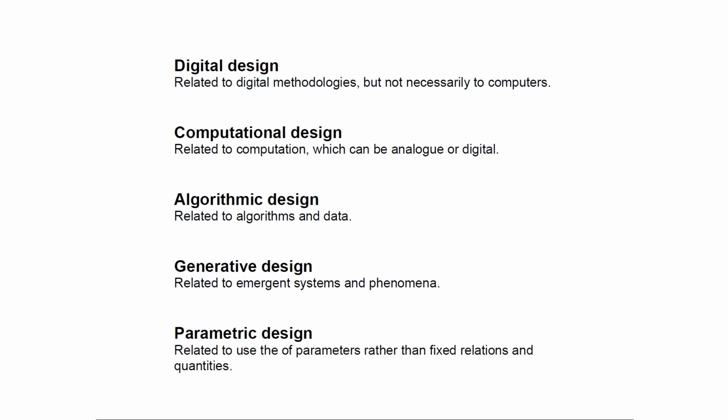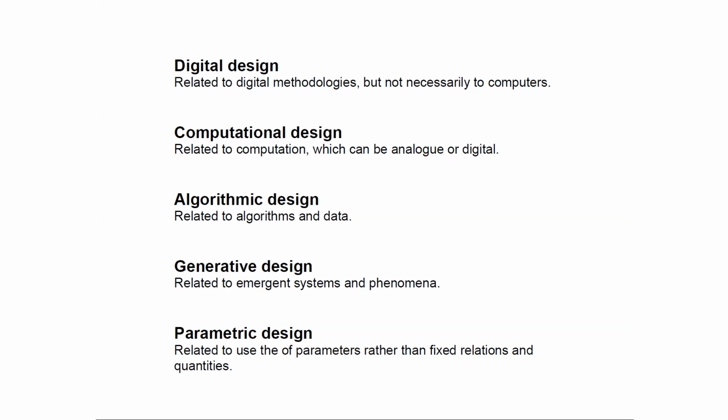For example, what Gaudi did, form finding with the hanging chain models that he used to design Sagrada Familia. This is an example of an analog computation device in a way, and you can do the same thing in a computer. Of course, it's easier to simulate in a computer, but he did it manually because he did it more than 100 years ago, when there were no computers. So computational design relates to computation, which can be analog or digital.